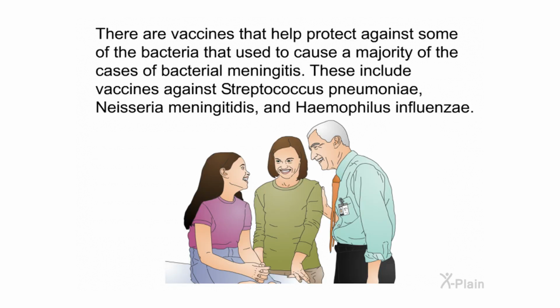There are vaccines that help protect against some of the bacteria that used to cause a majority of the cases of bacterial meningitis. These include vaccines against Streptococcus pneumoniae, Neisseria meningitidis, and Haemophilus influenzae.